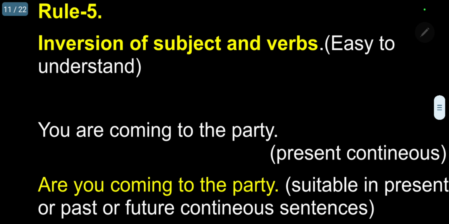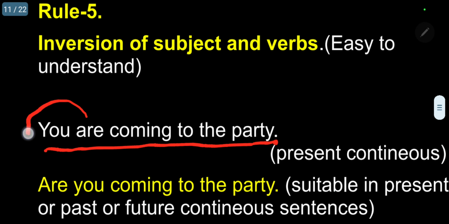Say for example, I am giving a simple continuous sentence, present continuous. You are coming to the party. நீ விருந்துக்கு வந்து கொண்டிருக்கிறாய். So now how do I ask a question? I want to ask a question. நீ. So what I will put simply is "are" first. Simply, are you coming to the party?